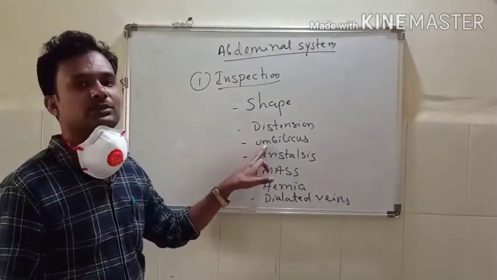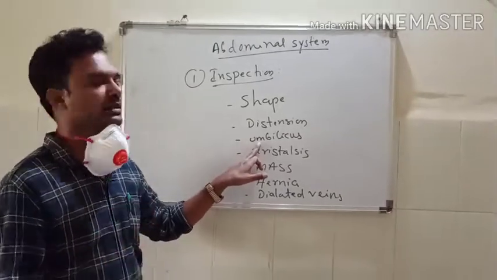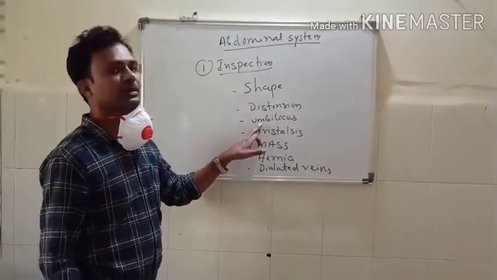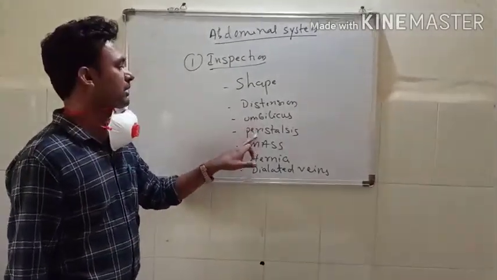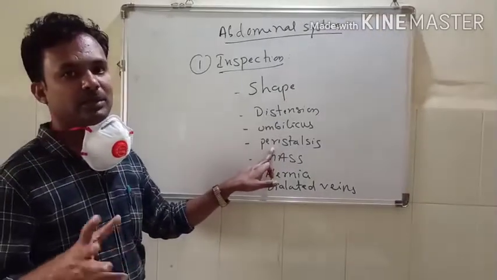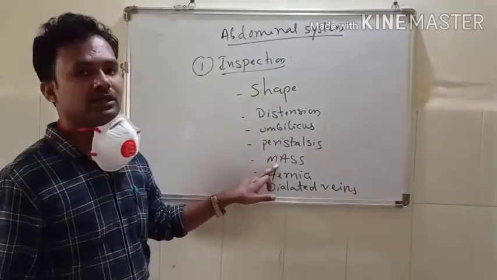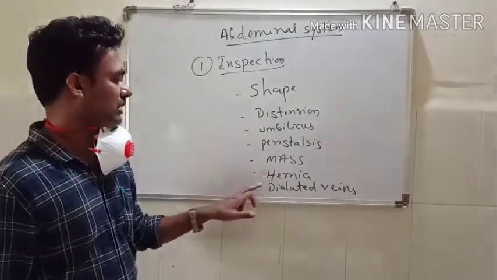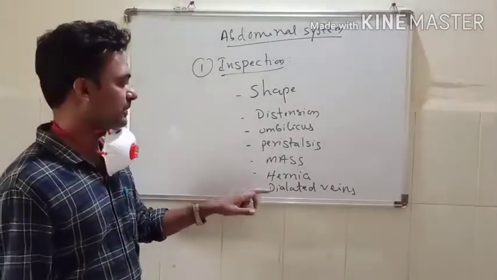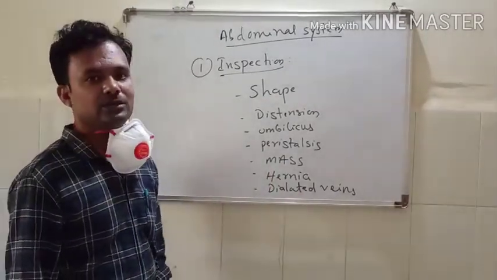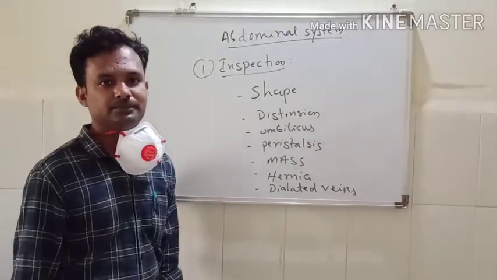And look for the umbilicus, whether it is central or situated sideways, or movement of the umbilicus up or downwards you should locate. Then look for the visible peristalsis movement. Then look for whether a visible mass is seen or not. Then look for visible hernias. Then look for any dilated veins over the abdomen.